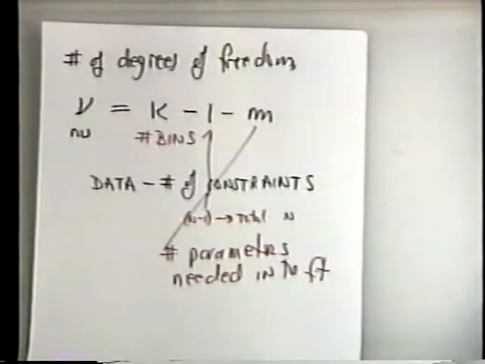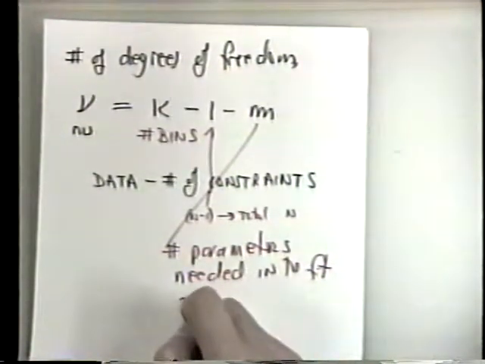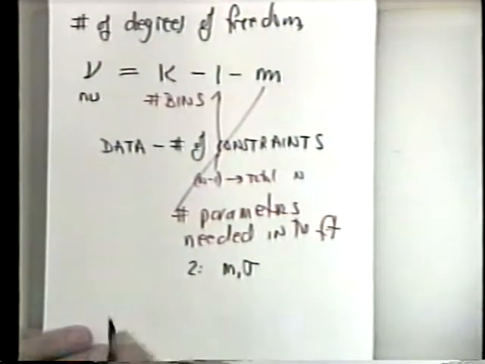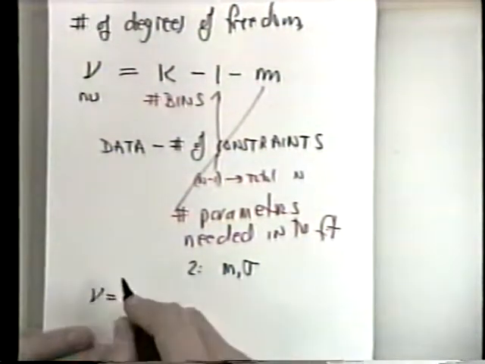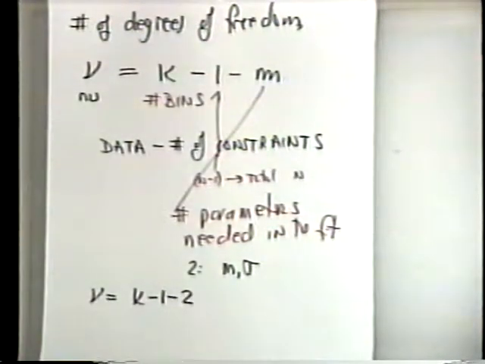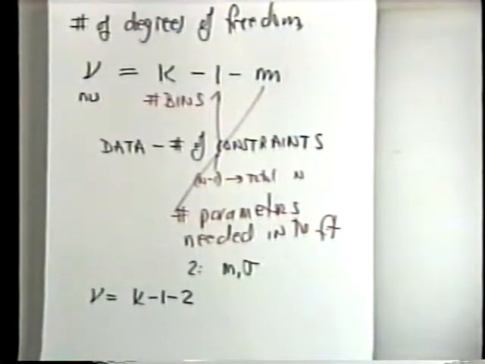So in our case, in fitting the distribution, we've used two parameters, which are the mean and the standard deviation. So in this case, nu will be the number of bins, k, minus 1, minus 2. I think that's right. Since I don't have the answer to the problem with me, I'm presuming that's right, that the number of parameters needed in the fit is 2.